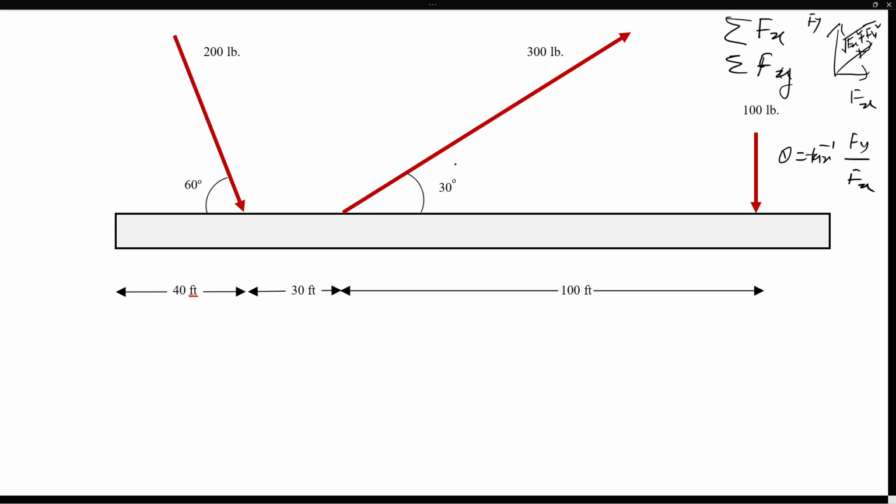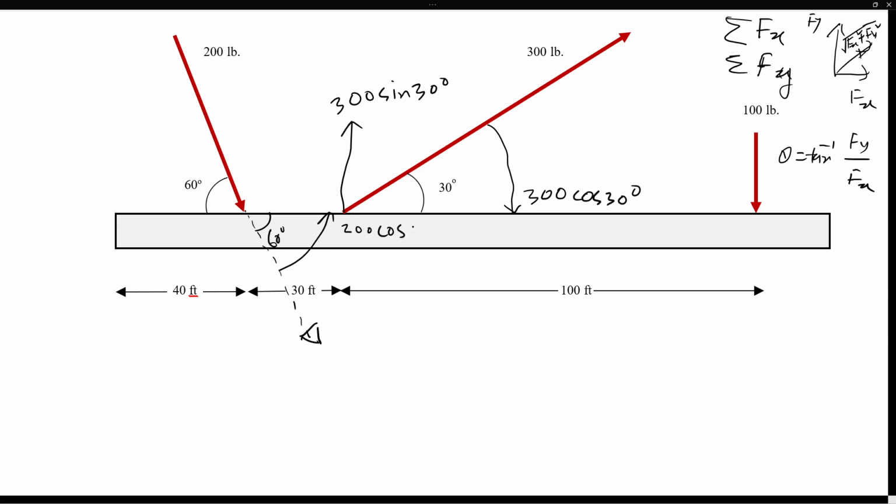So let's first resolve these forces and find the resultant by resolving forces. If you resolve this one in the x direction, that's going to be 300 cosine 30 degrees, and then the y direction would be 300 sine 30 degrees. This one we can extend a little bit this way, so that's easier, so that's 60 degrees. So you can resolve this in this direction. That's going to be 200 cosine 60 degrees, and then the vertical component would be 200 sine 60 degrees.